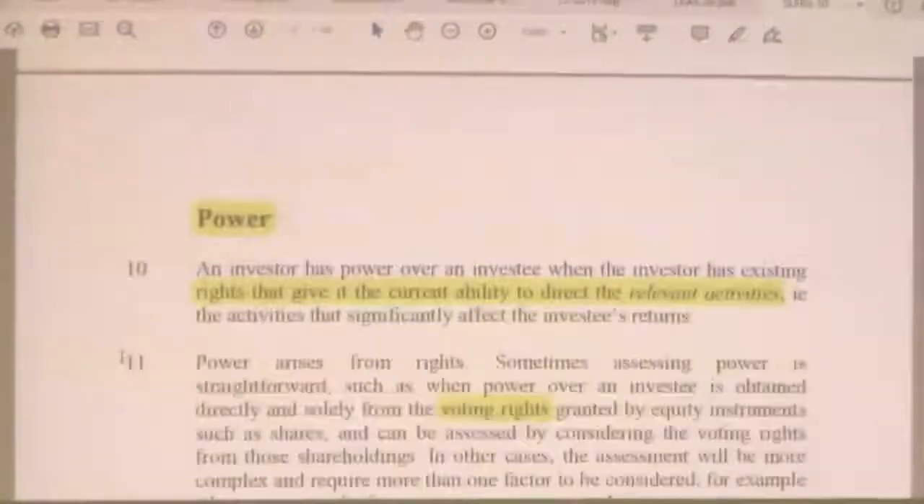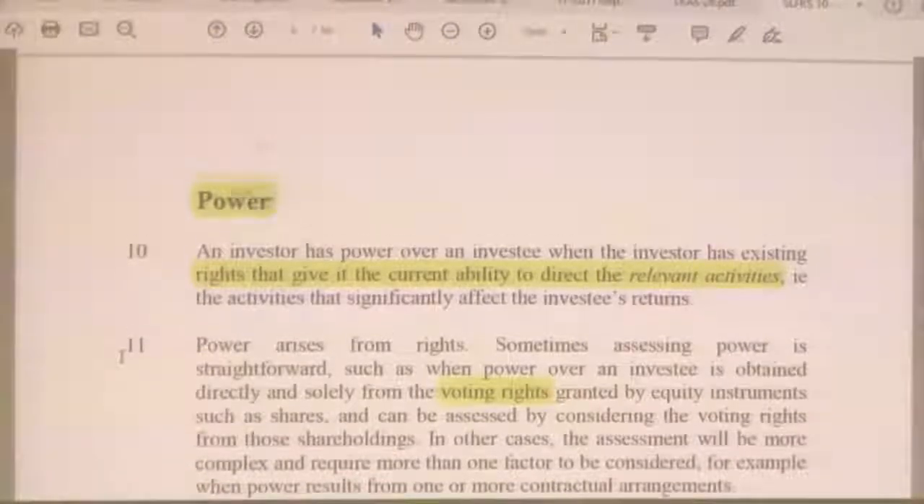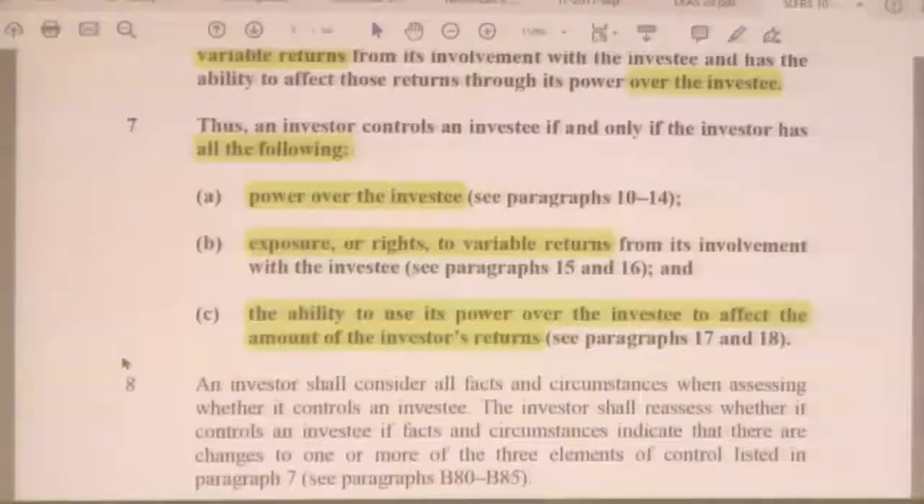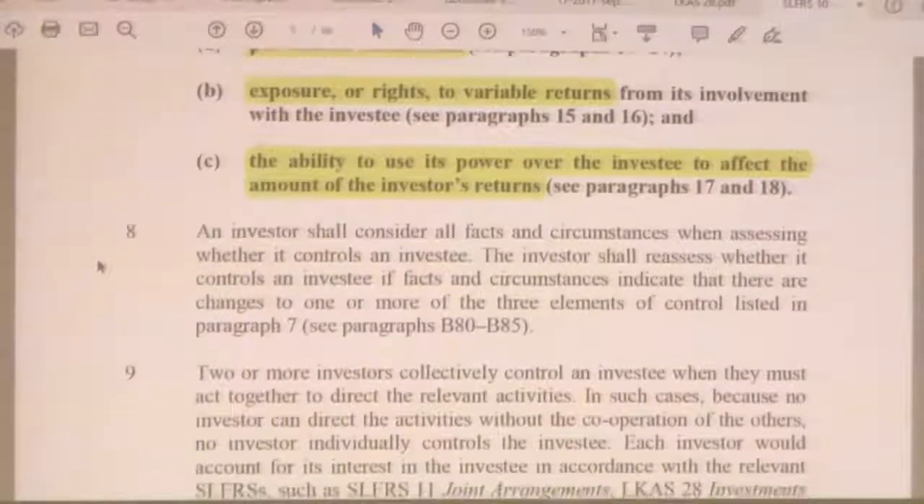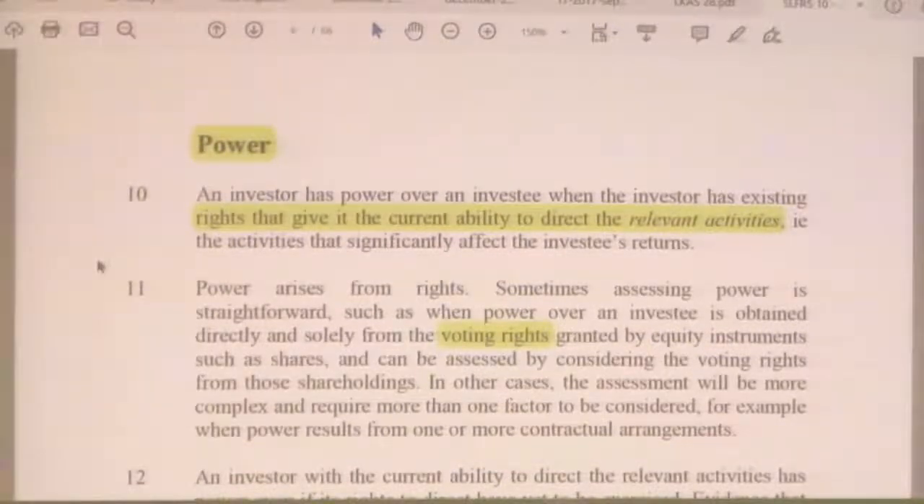We'll go through the standard, right? Power, right? Power is explained in paragraph 10 to 14 here. Very simple, right? 10 to 14. Paragraph 4 says power. Right, we'll see what they have interpreted. Power. Paragraph 10 explains power. Para 10 to 14, right? 10 to 14.